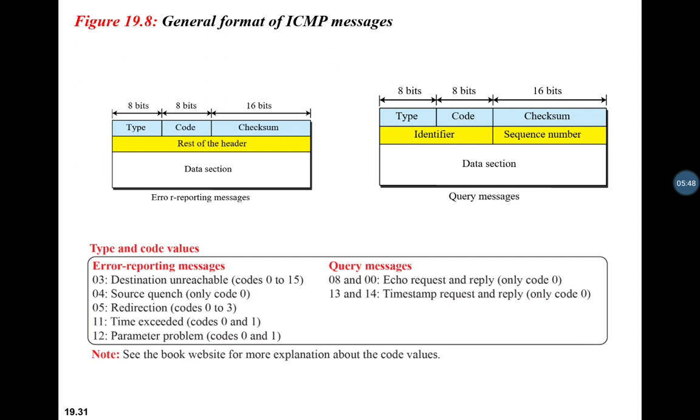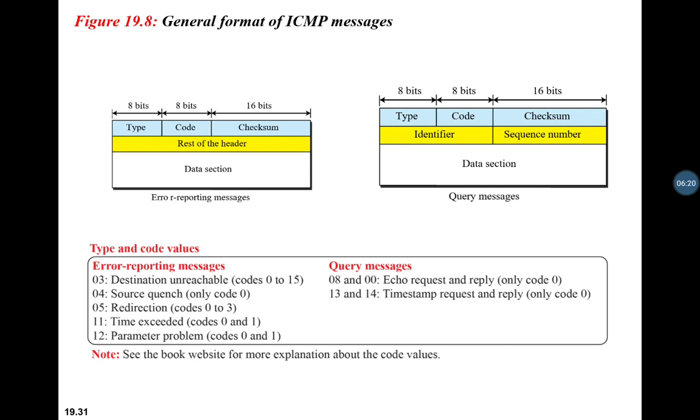So here, the rest of the header will be a variable, and we also have the variable size data section. ICMP type defines the type of the message, the first field. Then a code field specifies the reason for the particular message type by having code values. So it is also 8 bits.